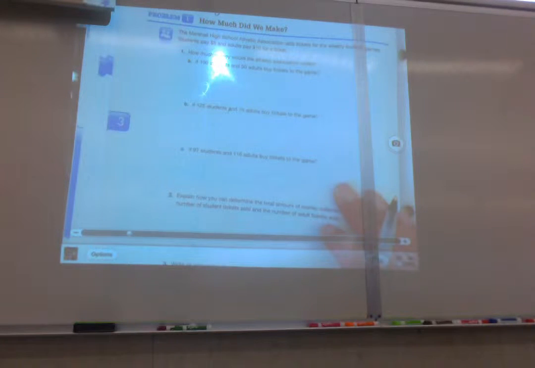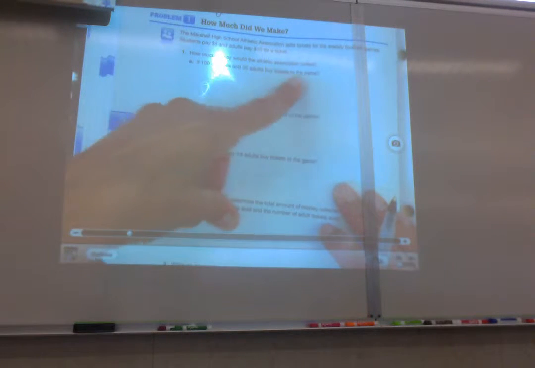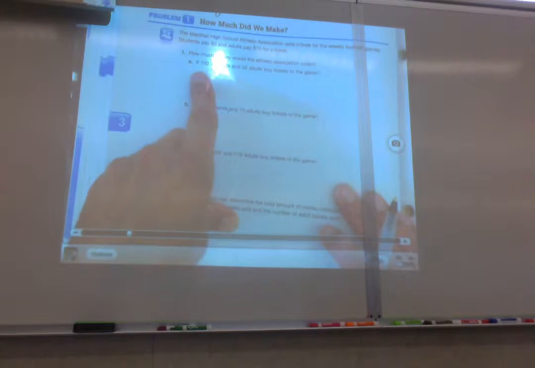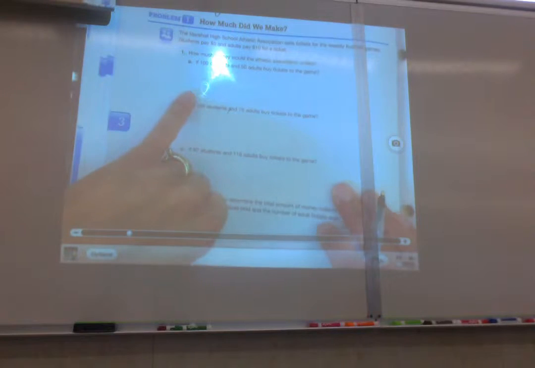Okay. So, the Marshall High School Athletic Association sells tickets for the weekly football games. Students pay $5 and adults pay $10 for a ticket. How much money would the Athletic Association collect if 100 students and 50 adults buy tickets for the game? What are we going to need to do? 500. Wait, I hear 500. How did he get 500?